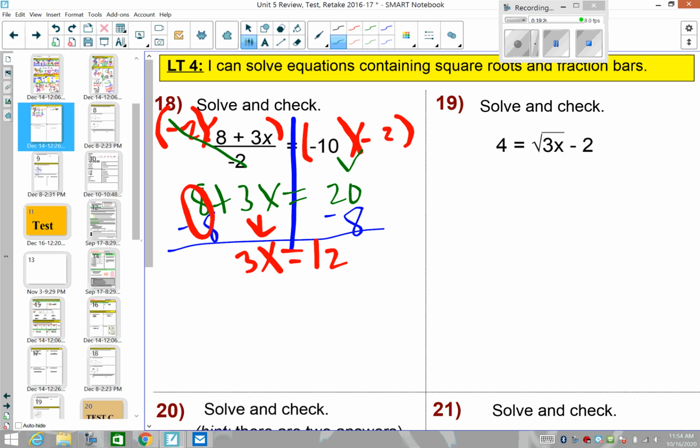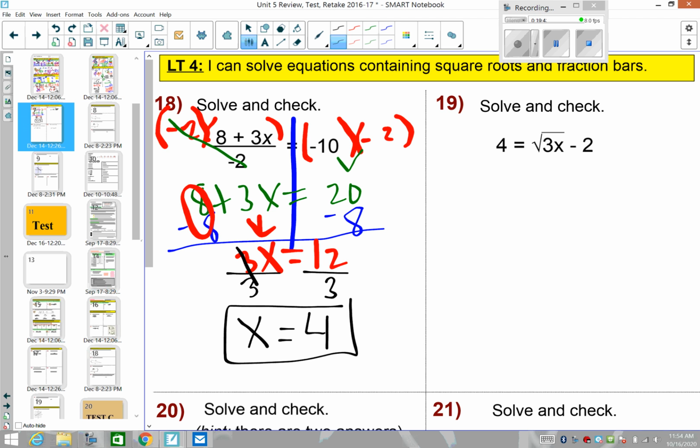So first thing we did is we multiplied both sides by negative 2, copy, paste, copy, paste. Then we drag it down. Then we subtract 8, copy, paste, copy, paste. The final step here then is to get rid of this multiplication by 3, so division is the operation. We end up with x equals 4.